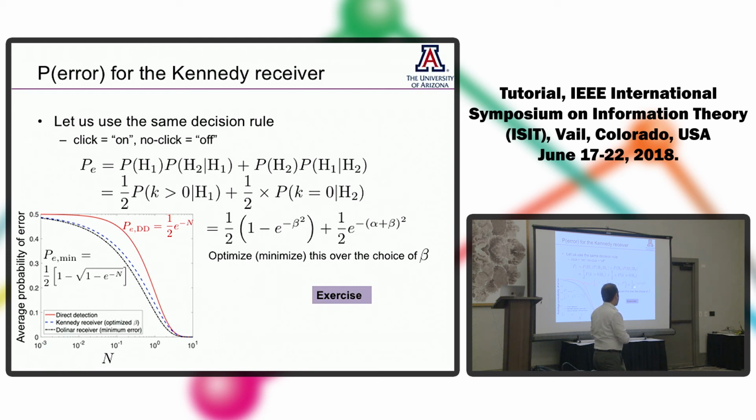Let's try to optimize that. It's a very simple formula. You can optimize that over a choice of beta. It's not possible to get a closed form, but it comes to a transcendental equation if you try to differentiate that with respect to beta. But you can solve it numerically, and if you plot it, this is what you will see. This is the error probability for plain vanilla ideal direct detection, 1/2 e to the minus n, and this blue dashed line is the error probability with an optimal choice of beta.